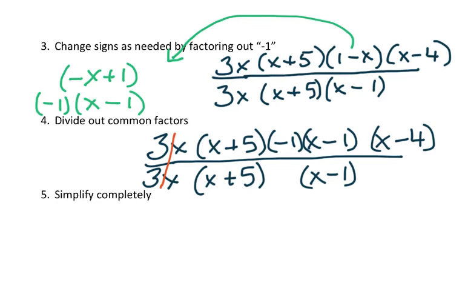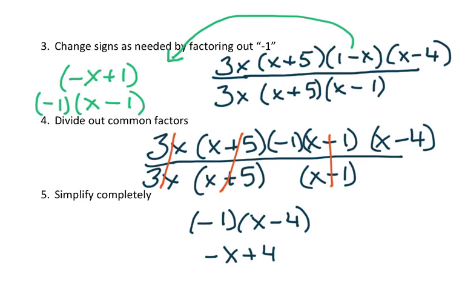I know that this is going to cancel with this, is going to cancel with this, and that's going to cancel with that. I'm now left with negative 1 times x minus 4, which I can distribute this negative 1 throughout, and I will have negative x plus 4 as the solution. All right, this is a lot of what we're going to be doing today in the work.